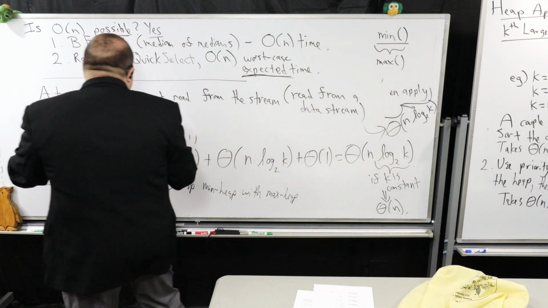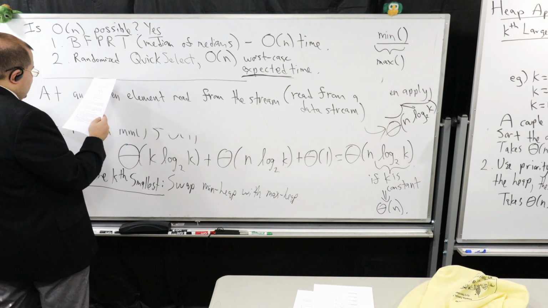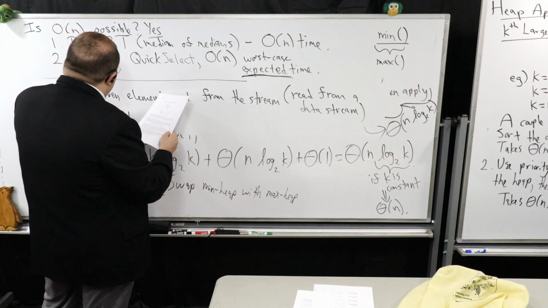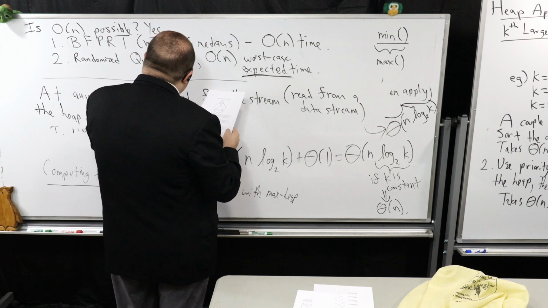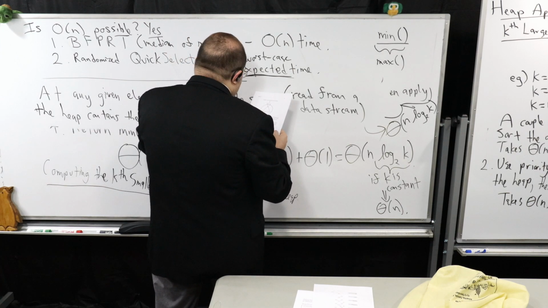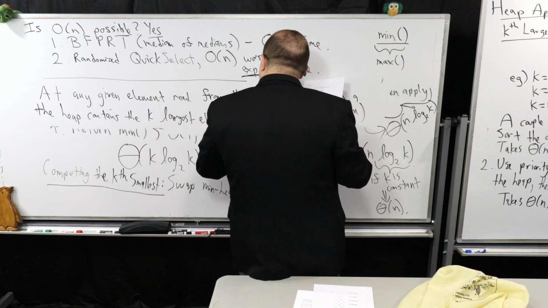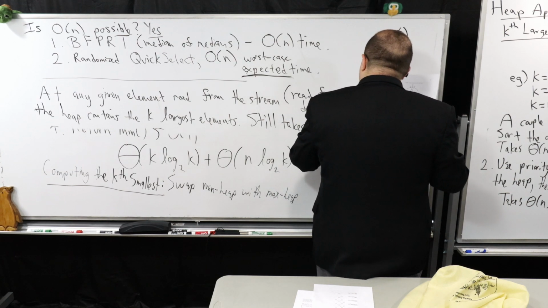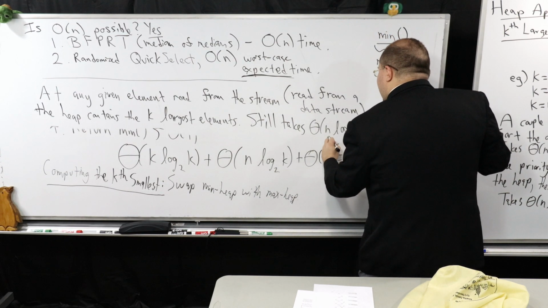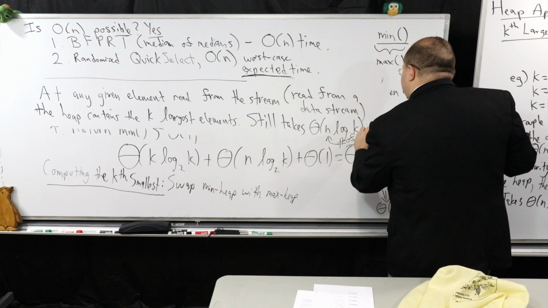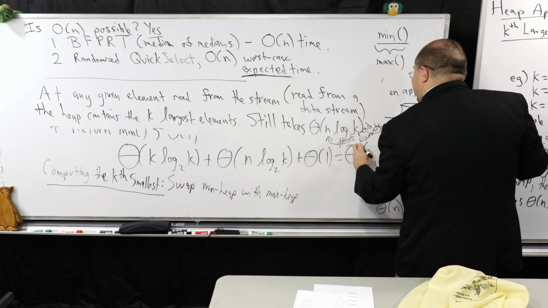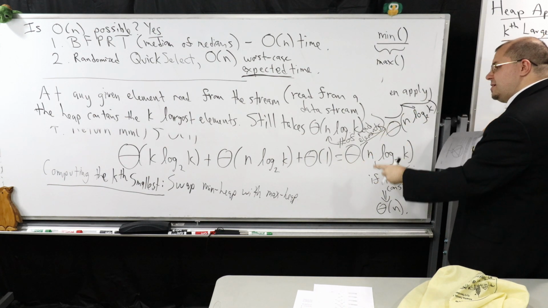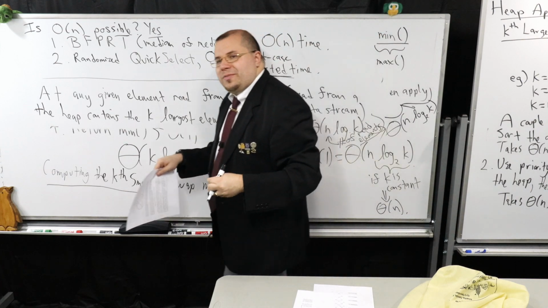At any given element read from the stream, the heap contains the k largest elements. It still takes big theta of n log k, if n is the number of read elements. And it still works exactly as you'd expect. Imagine I pause this process at any time and count those n elements. That's the running time. This is an example of a streaming algorithm.